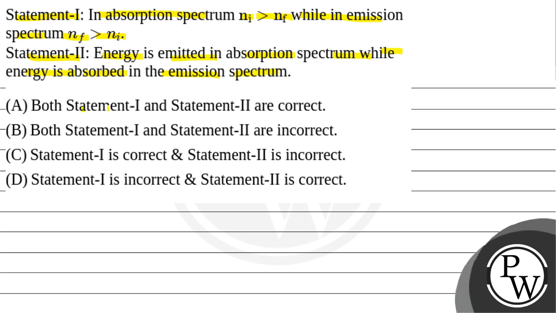Option A. Both statement 1 and statement 2 are correct. Option B. Both statement 1 and statement 2 are incorrect. Option C. Statement 1 is correct and statement 2 is incorrect. Option D. Statement 1 is incorrect and statement 2 is correct.